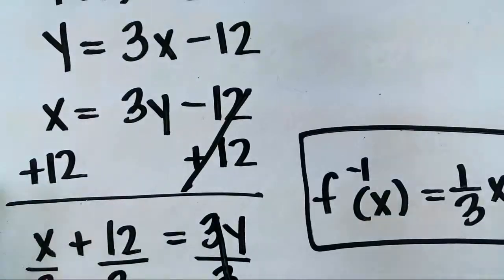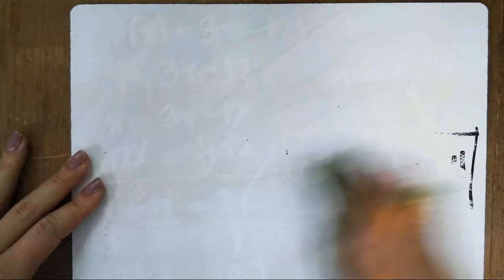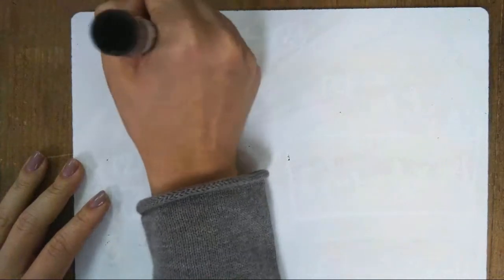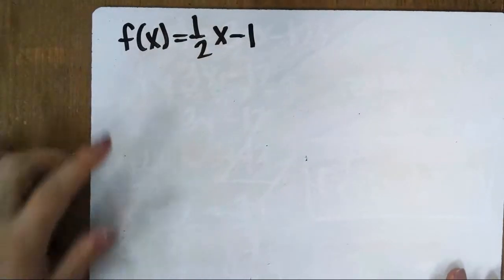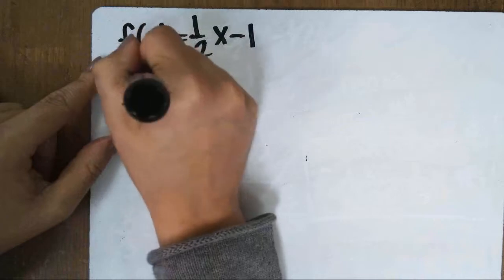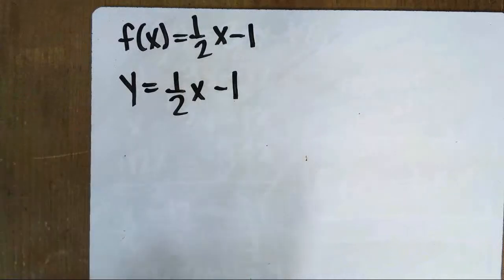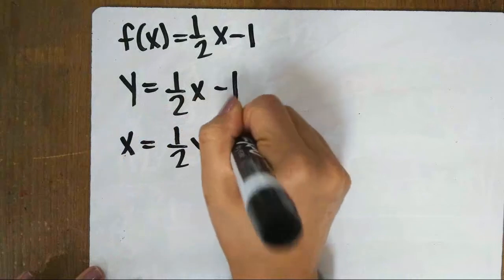Okay, so we're going to do question number 4, and I'm going to go ahead and erase my little dry erase board here, and we're going to do that together. So it's asking us to graph f of x equals 1/2 x minus 1, and we want the inverse of that. So we have f of x equals 1/2 x minus 1. Okay, so remember, first step, change that to a y. So we have y equals 1/2 x minus 1. Flip your x and y now. So we have x equals 1/2 y minus 1.